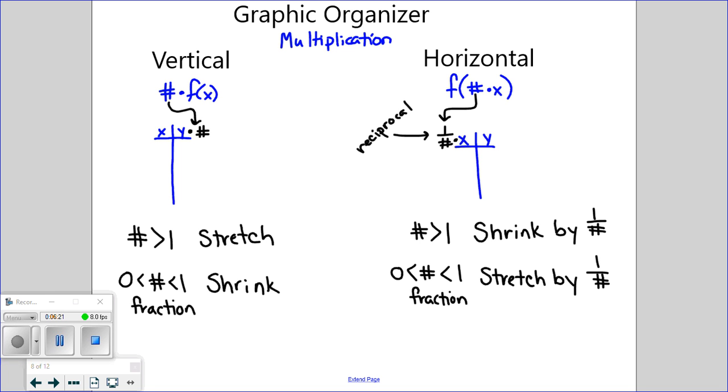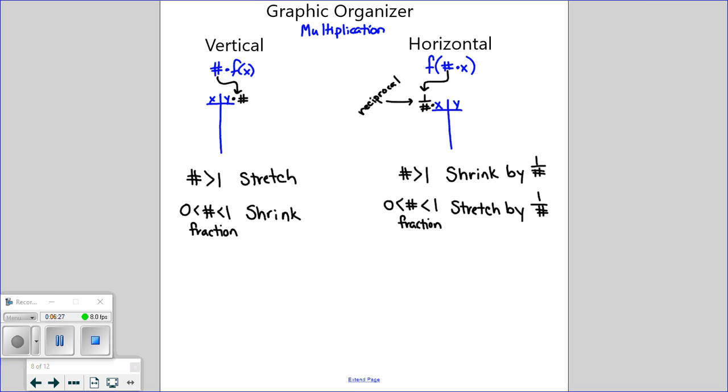When you are describing these, it will be a 3-word process. You must identify whether it is vertical or horizontal. So our first word when identifying would be vertical or horizontal. And again, that comes from, is it inside or outside? That's backwards. Inside is horizontal, outside is vertical. Our second word is: is it shrink or stretch?